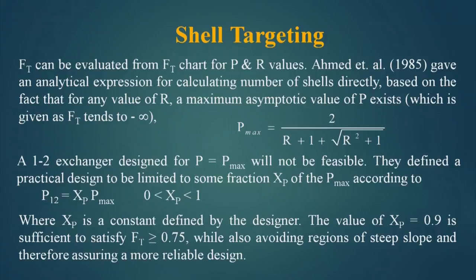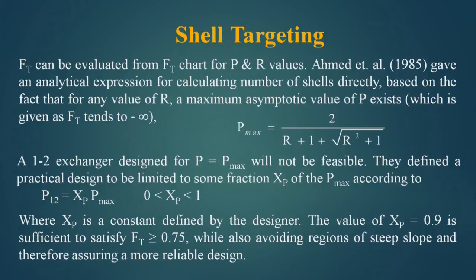value which tends to minus infinity. So, P maximum is equal to 2 divided by R plus 1 plus root over R square plus 1. A 1-2 exchanger designed for P equal to P max will not be feasible, because at this point, FT tends to minus infinity, and we generally do not design if FT falls below 0.75.